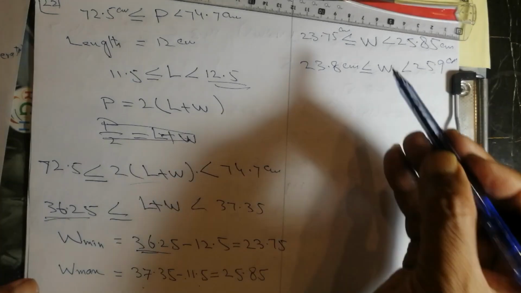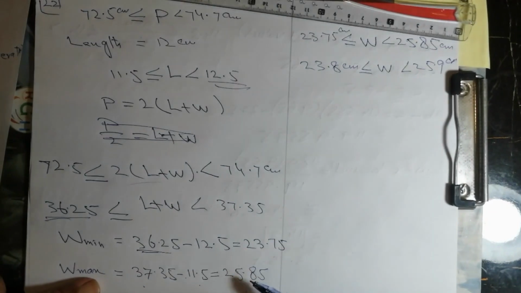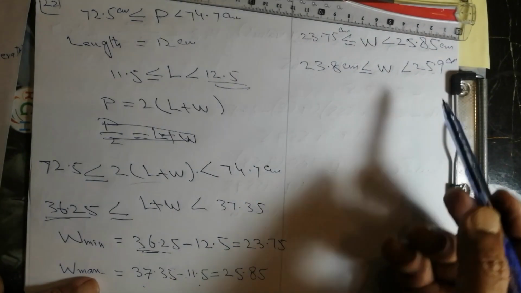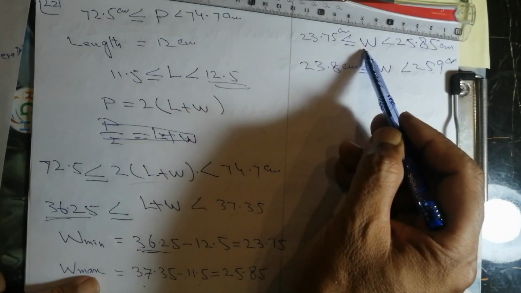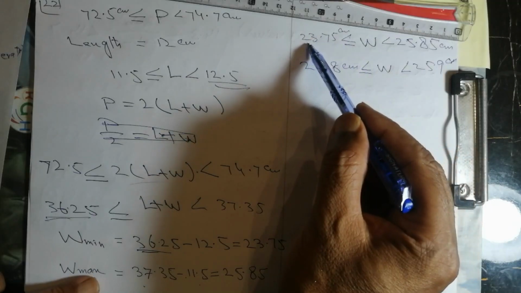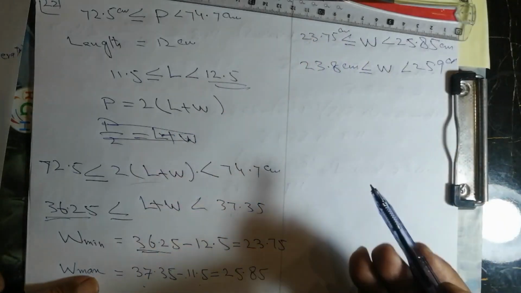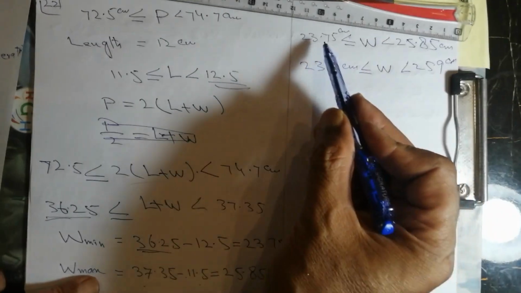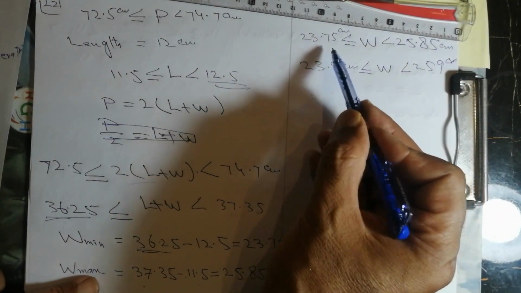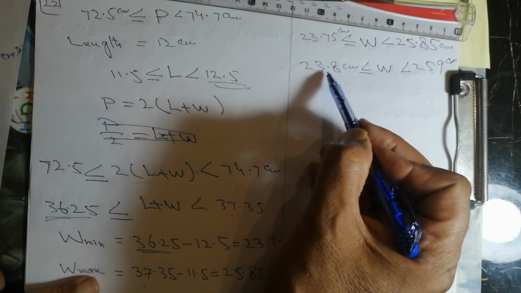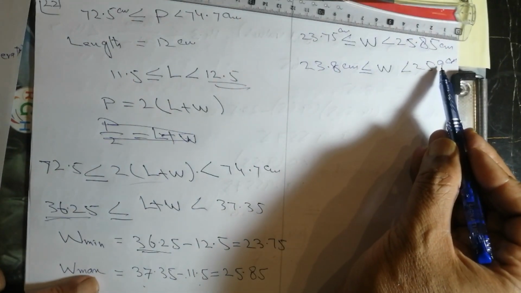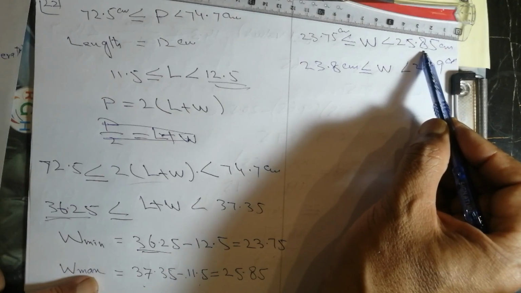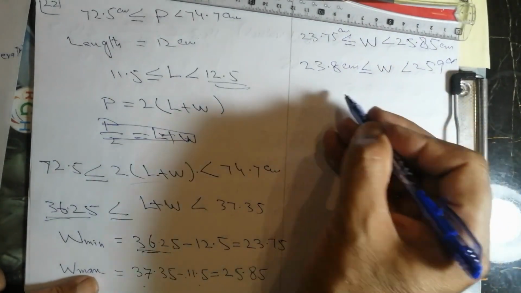So we can write the width range: this is the upper bound and this is the lower bound. We need to answer up to 1 decimal place, so we rounded the figure to 1 decimal place, 23.8 and 25.8 and 9. So this is the final answer.